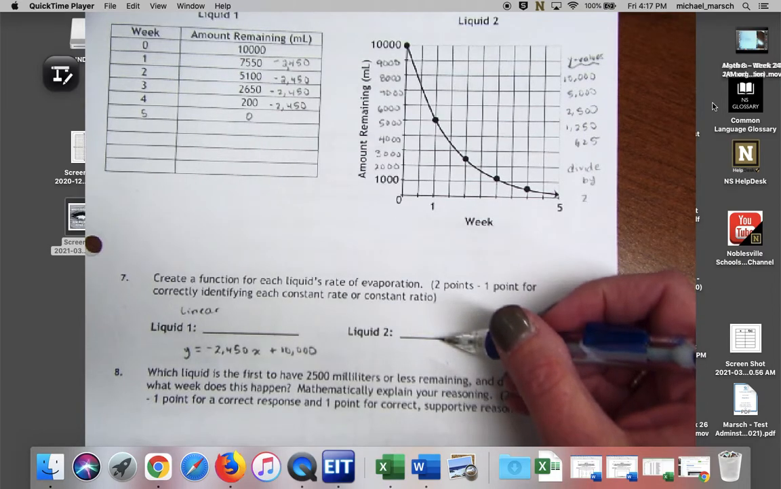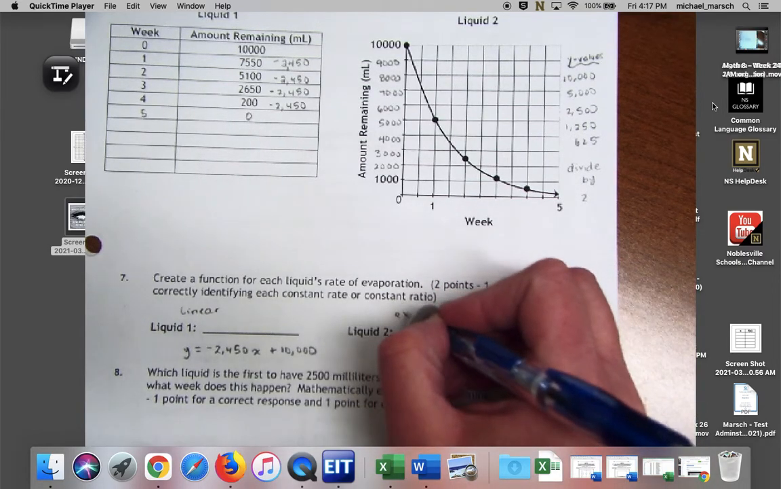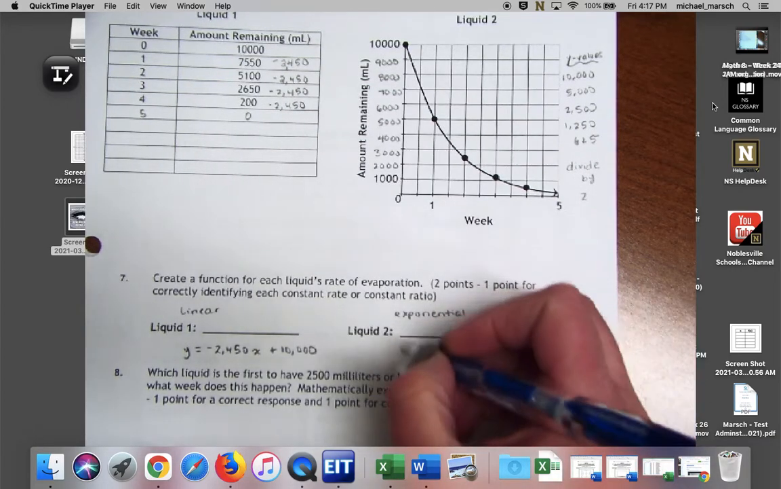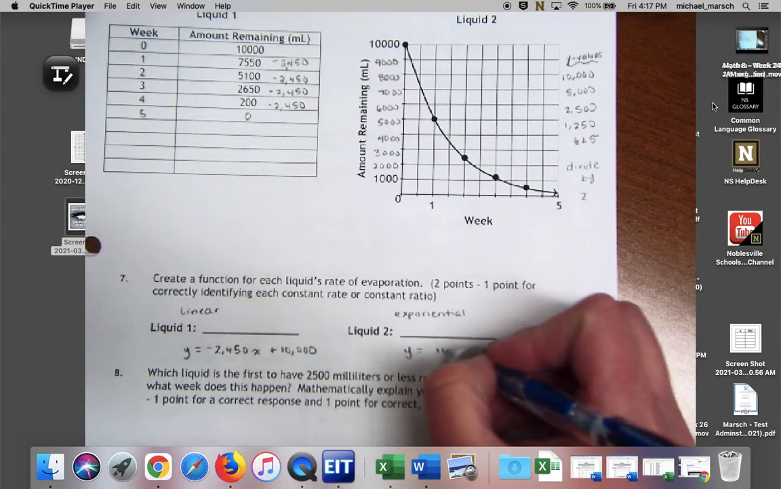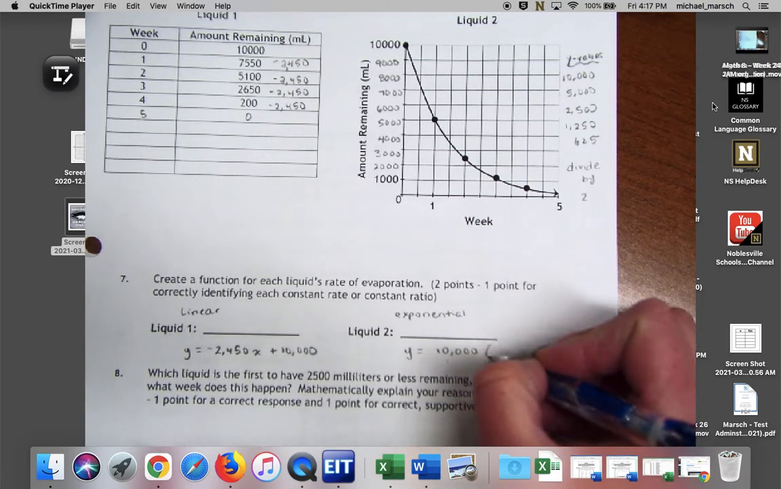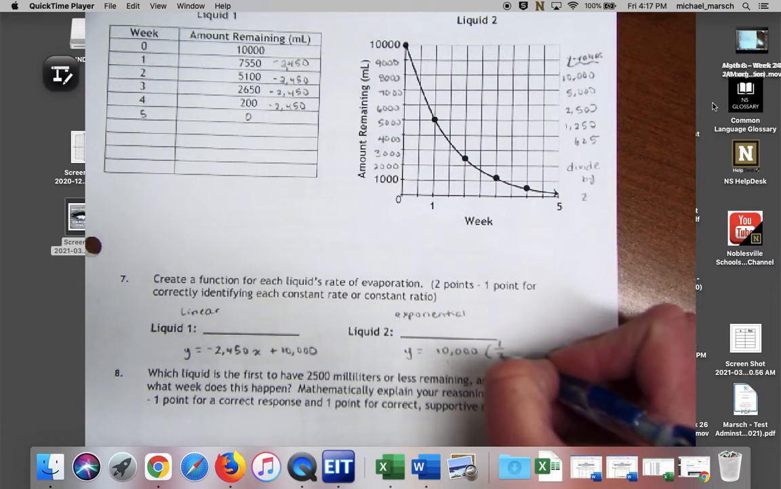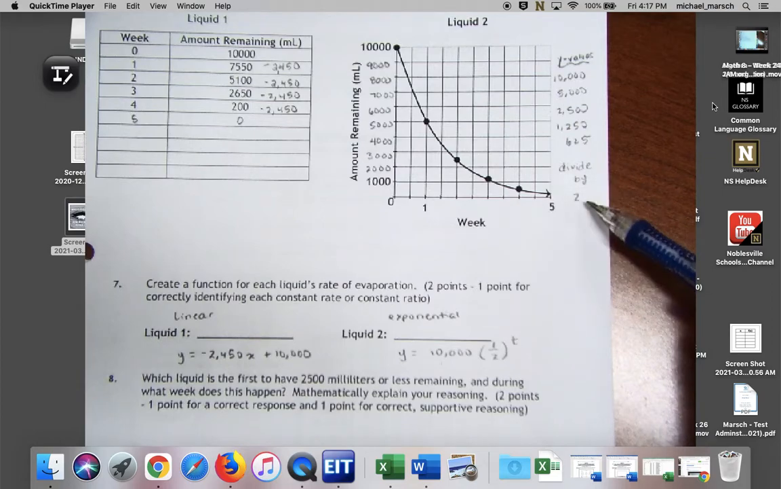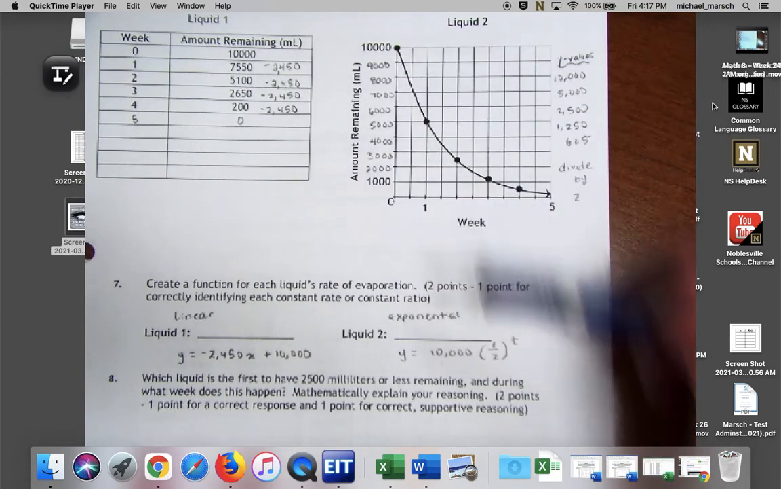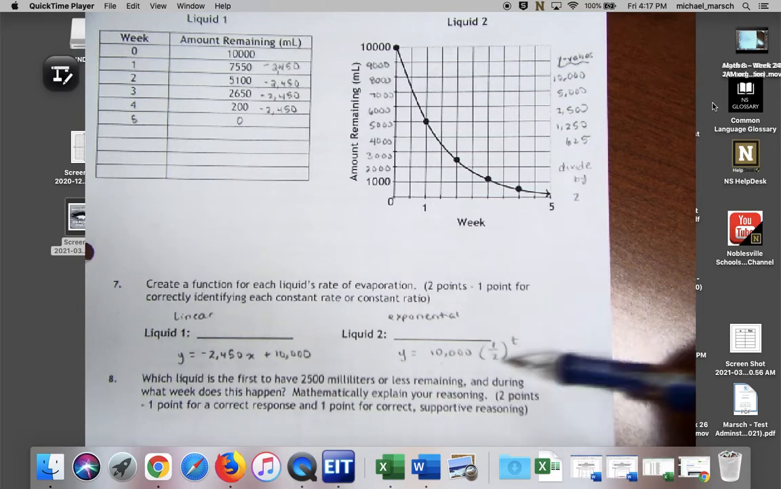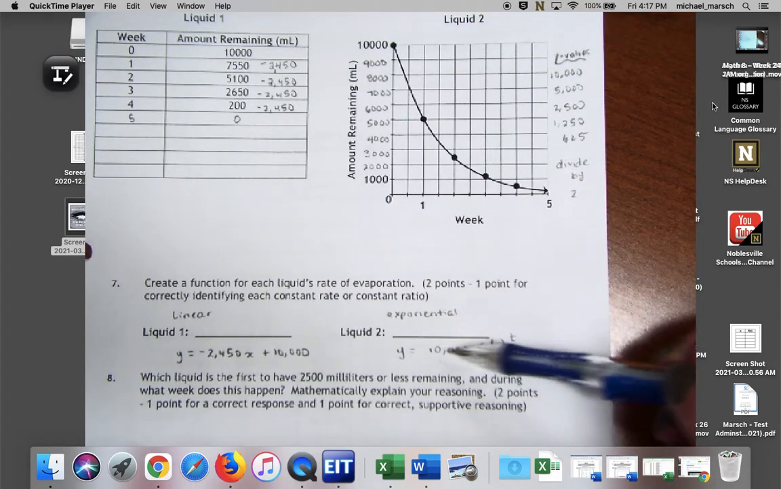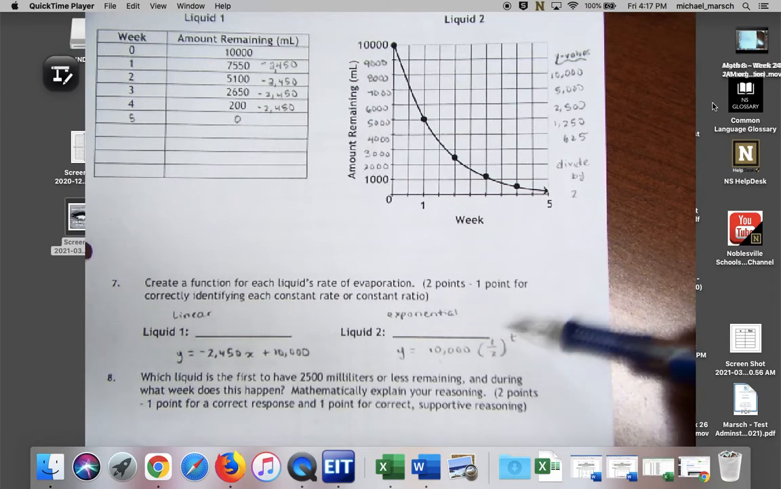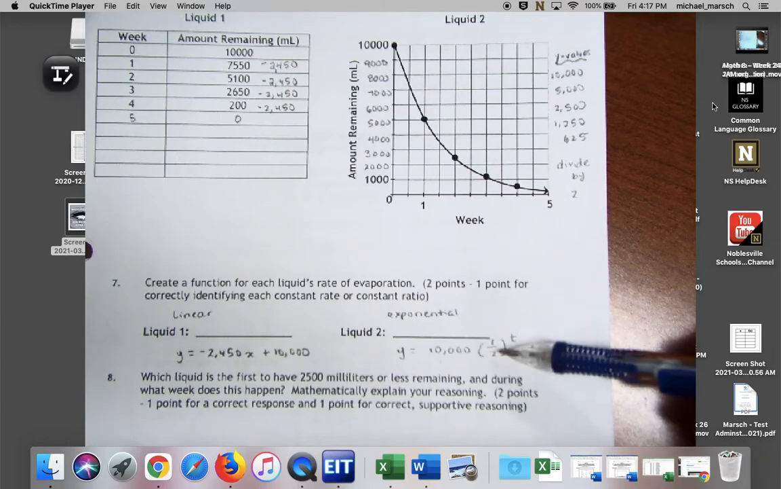For liquid 2, my exponential function is going to be y equals 10,000, because that's my initial amount, times the quantity 1/2 raised to the t power, because I know I'm dividing by 2, right? And my y-intercept happened to be 10,000. So that's going to be my exponential function. And the way I got this 1/2 is because I took 1 minus 0.5, because it's being divided by 2, and that's how I got 1/2.